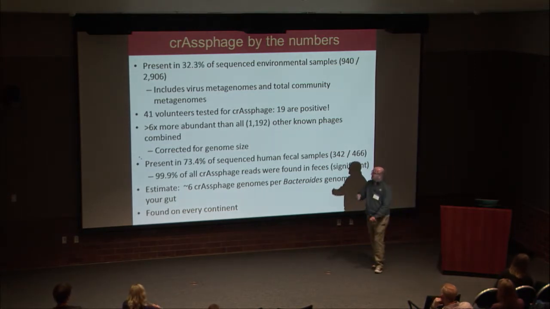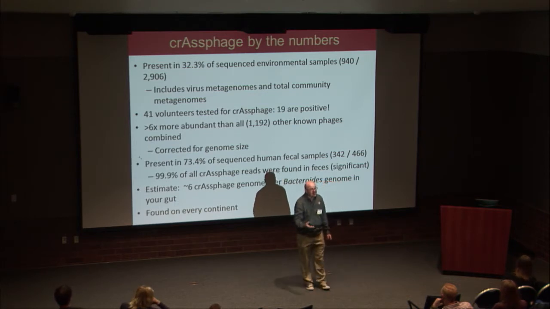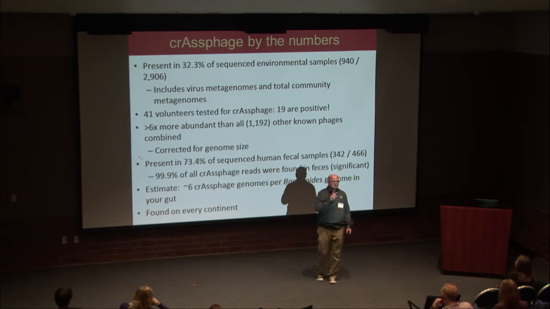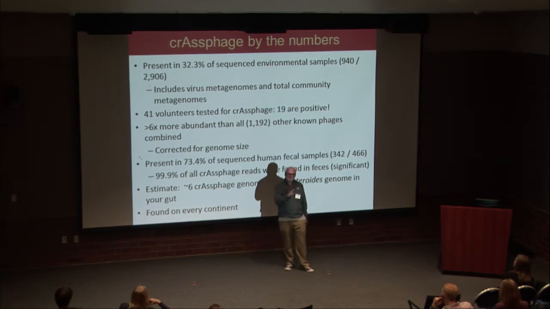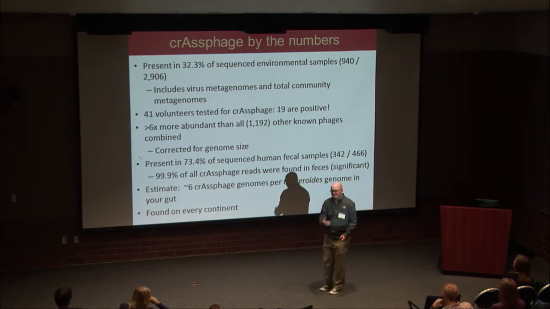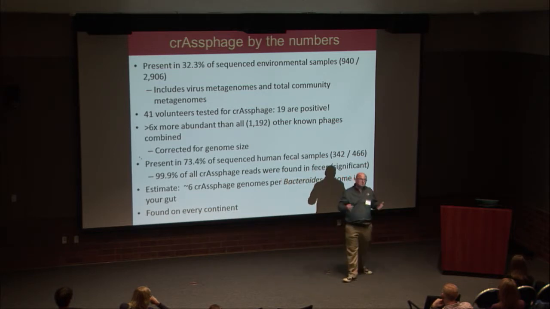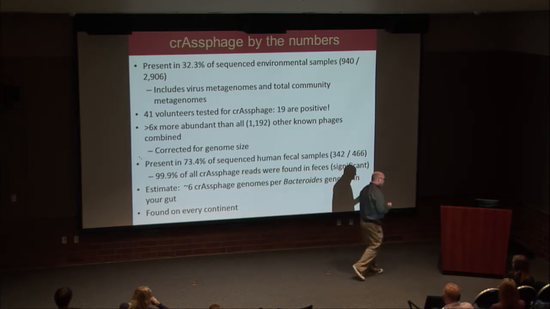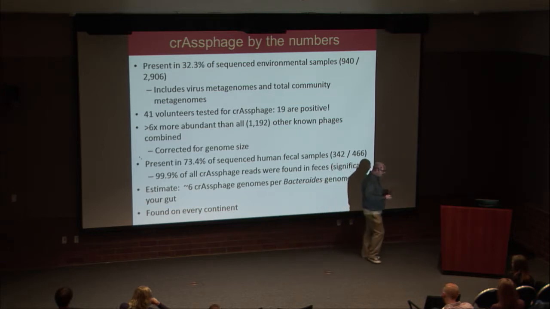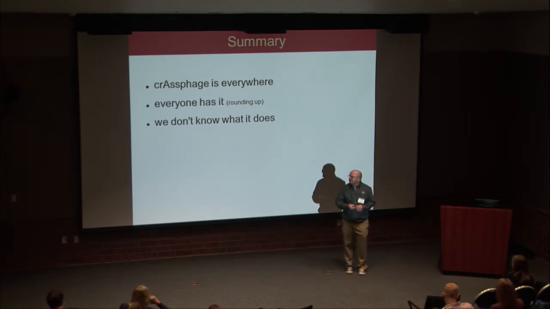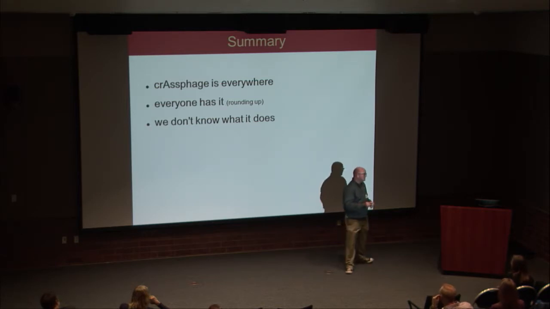Okay, so basically, like I said, this is a super abundant phage. About half the people have it. We tested 41 volunteers. Actually, that's not true, because I just had two more people tell me yesterday, so now we have 43 that we've tested, and 20 out of 43 are positive. So basically, half the people have crassphage. It's super abundant. In some of the metagenomes, 90% of the reads will come from crassphage. It probably is affecting Bacteroides. We find it everywhere. Rounding up, everybody has it. We have no idea why, and it's evolving with us.